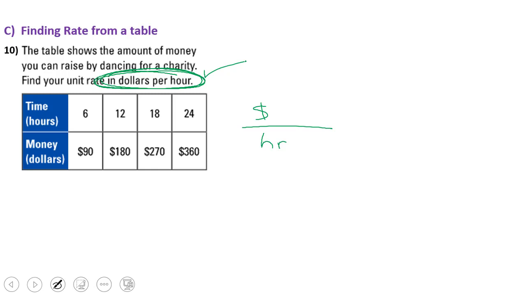So it should make absolutely no difference which ratio we choose. I'm going to choose the first one, and I'm going to say $90 in 6 hours.